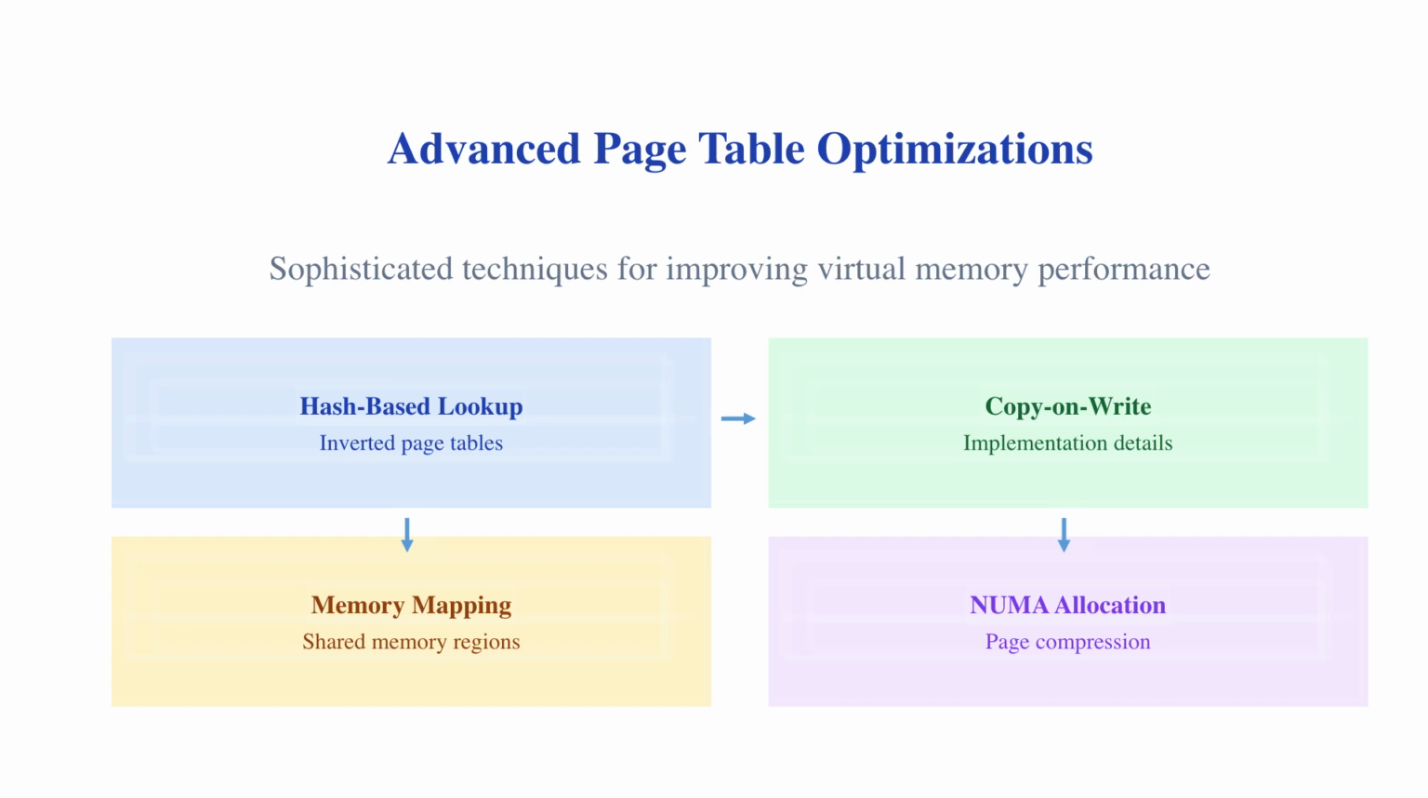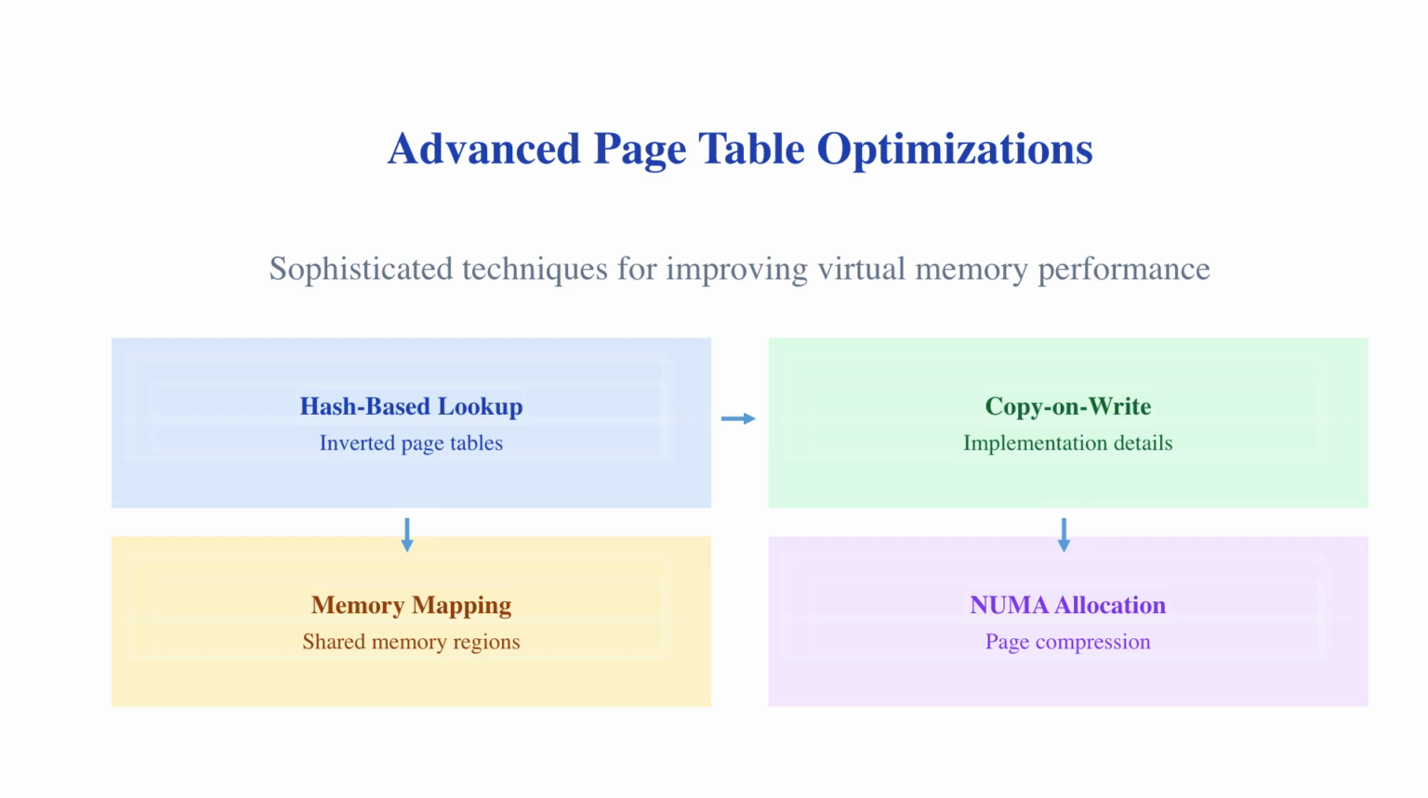This hardware cache stores recent translations, turning what could be multiple memory accesses into a single fast lookup for frequently used pages. Huge pages are a brilliant optimization. Instead of 4 KB pages, we can use 2 MB or even 1 GB pages for large allocations. This dramatically reduces TLB pressure and improves performance for memory-intensive applications like databases.